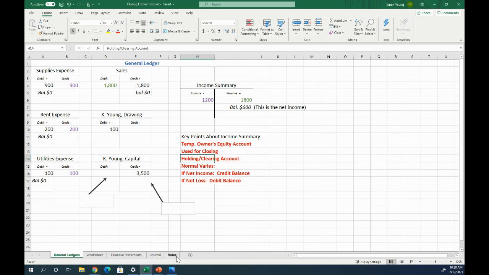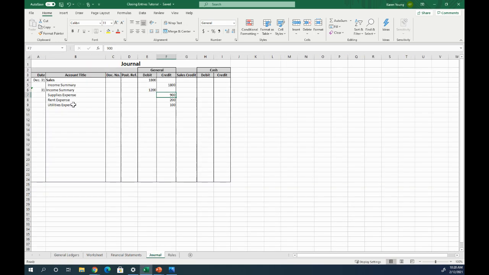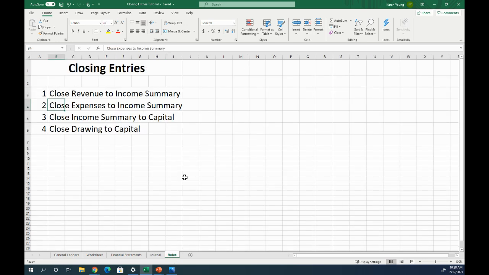Okay, so we've journalized our first 2 closing entries. Now we're going to do the third one. The third closing entry says close income summary. Remember that income summary is a temporary owner's equity account. It only exists to hold on to funds so that they can be held and cleared into the permanent home called capital. Okay, so we need to close income summary to capital.